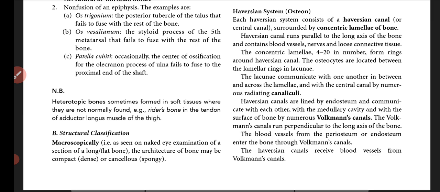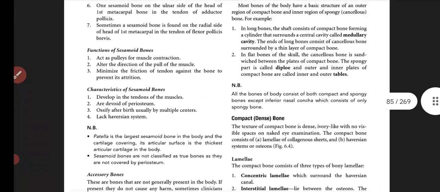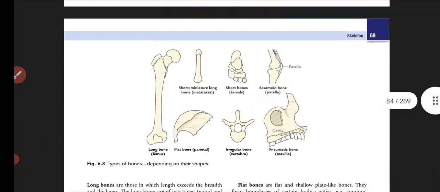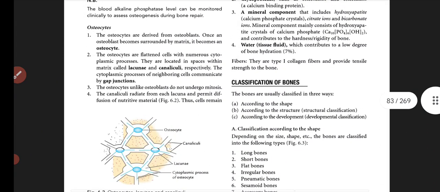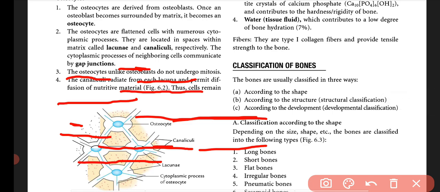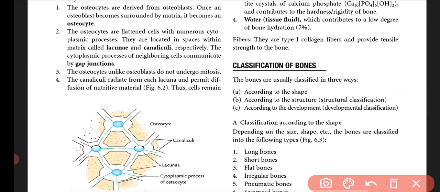And heterotopic bones sometimes form in the soft tissue where they are not normally found. That is the rider's bone in the tendon of the adductor longus muscle of the thigh. So this one is topic number A, according to the shape.